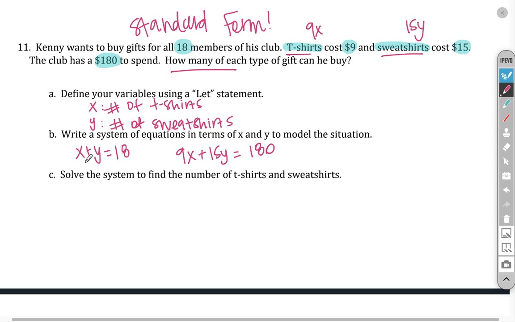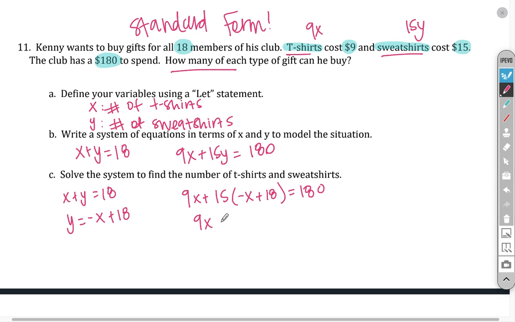All right, now we can solve our system. So we're going to do that by taking this x plus y equals 18, and we're going to solve for y. So we're going to subtract x. So we have y equals negative x plus 18. All right, and then we're going to plug that in. So we have 9x plus 15 times negative x plus 18 equals 180. So we have 9x minus 15x. 15 times 18 is going to give us 270 equals 180.